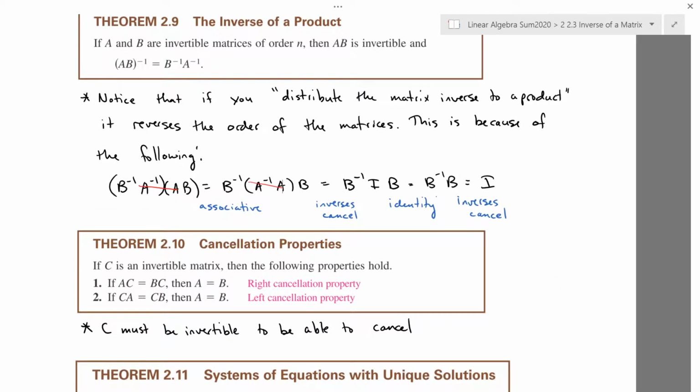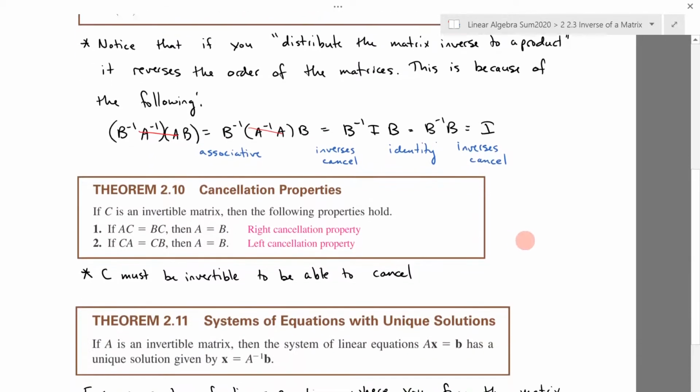Okay, so this is just saying that cancellation on the left is different from cancellation on the right, because of the property of matrix multiplication, right? So be careful whether you want to cancel on the left or cancel on the right.